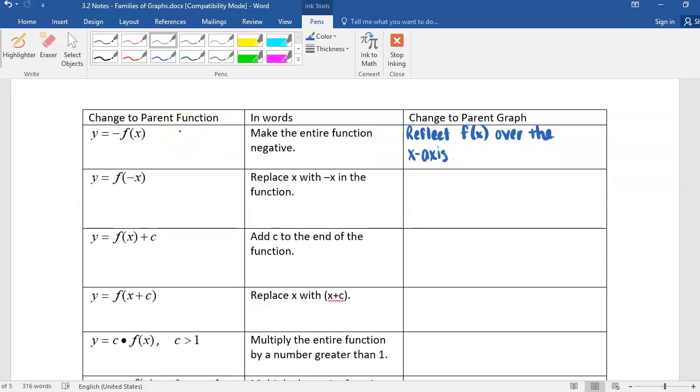Okay. This you've seen a lot, like if you have a quadratic that has a negative in front of the x squared term, you know it's going to be a sad face quadratic, right? It's facing down.